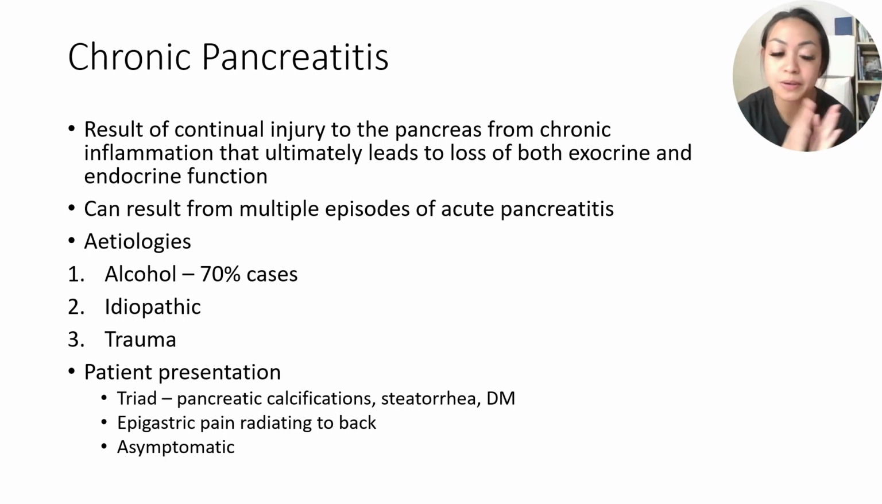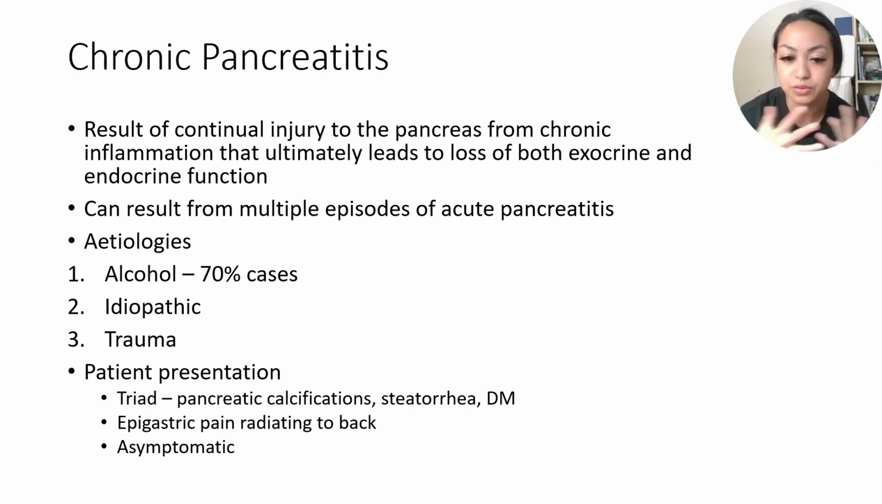Remember that the exocrine function of the pancreas is releasing digestive enzymes like amylase, lipase, trypsin to aid digestion, and the endocrine function of the pancreas includes the secretion of glucagon and insulin to regulate our blood sugar. So chronic pancreatitis happens because of continuous injury to the pancreas, for instance chronic inflammation or recurrent acute pancreatitis that leads to the loss of both its endocrine and exocrine functions. Okay, so it can result from multiple episodes of acute pancreatitis. We already know this. Etiology.